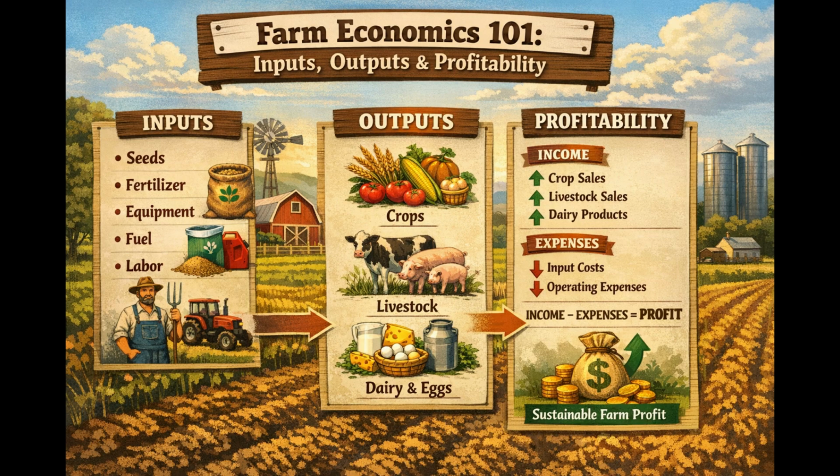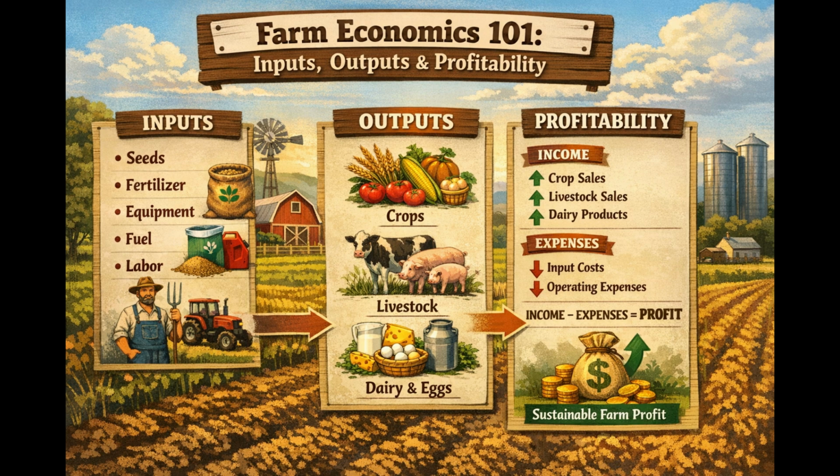So what can you do about price volatility? Few things. First, diversify your crops. Don't put all your eggs in one basket. If you're growing 5 different crops and one market crashes, you've still got 4 others to carry you. Diversification smooths out the volatility.